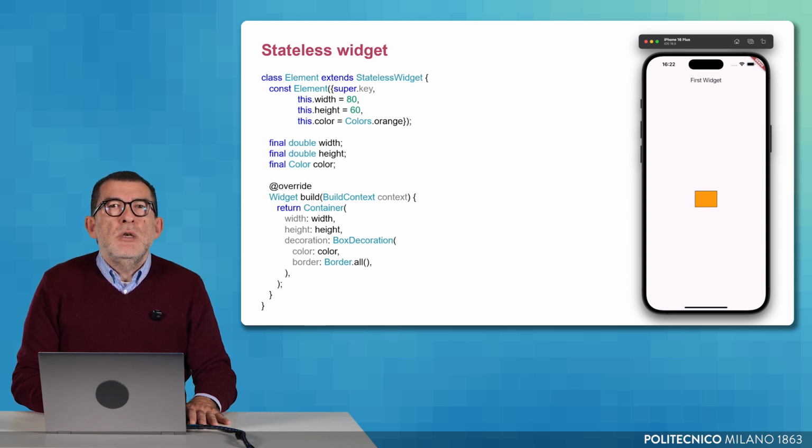Note that, unlike width and height, the color needs to be wrapped in a box decoration, which lets us define visual styles like background and borders. Here, the border defaults to black on all sides.